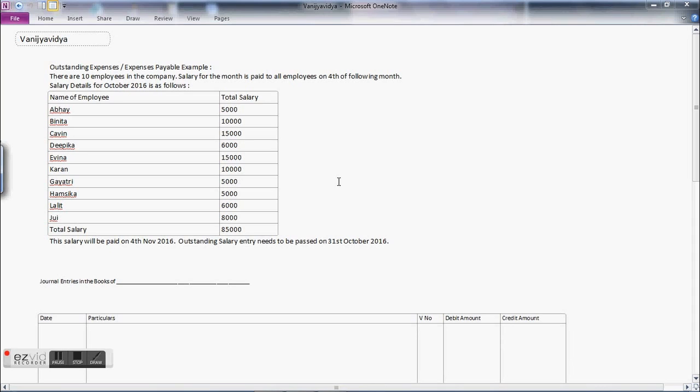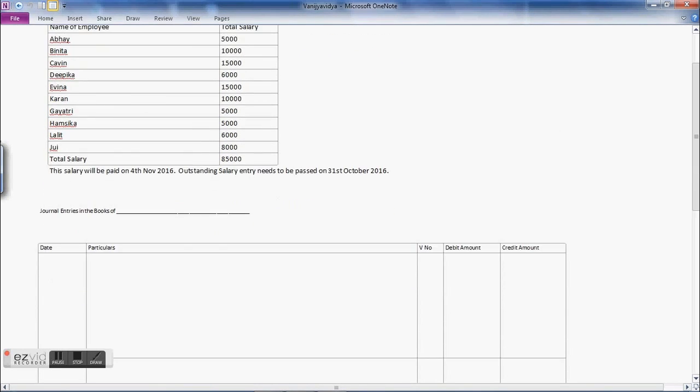So this is the example of an outstanding expense. There are 10 employees in the company. Salary for the month is paid to all employees on 4th of the following month. Salary details for October are given. You have the individual salary of all 10 employees and then the total salary, that is 85,000. Now this salary of 85,000 will be paid on 4th November. That is, the company will pay this salary for the month of October to everybody on 4th November. So as of 31st October, the salary expense has been incurred, that is, salary is due, but the same is not paid. So we need to pass an outstanding salary entry or salary payable entry in the books of account as on 31st October.